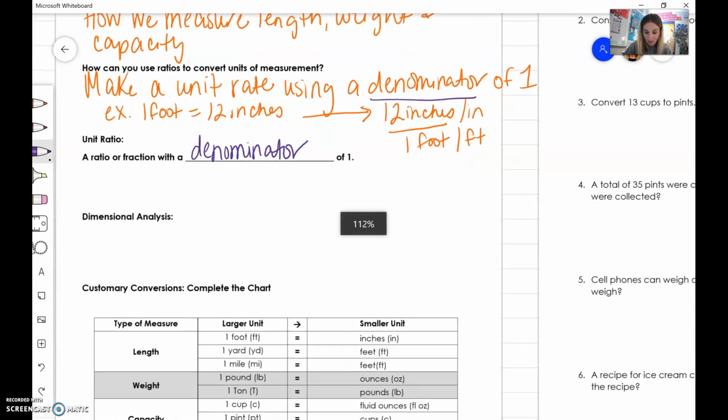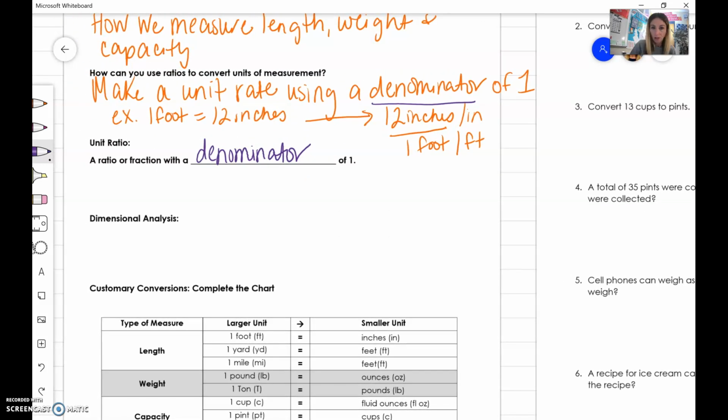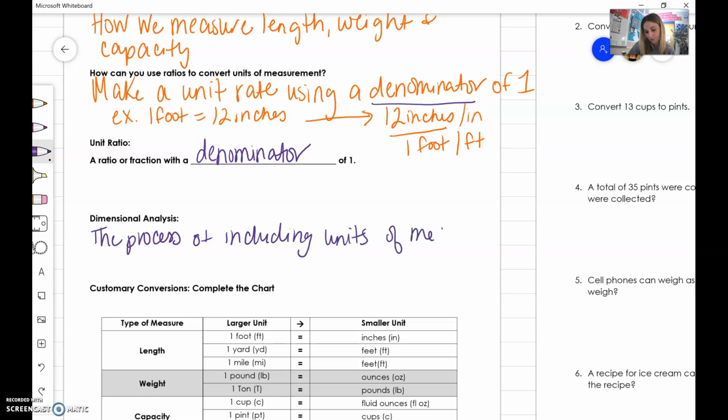All right, so let's talk about dimensional analysis. Okay, you've seen it, you've heard it, we've talked about it, but what is it really? It is the process of including units of measure, or units of measurement, as factors when you compute. Okay, so it's taking, how many inches are in 1 foot?